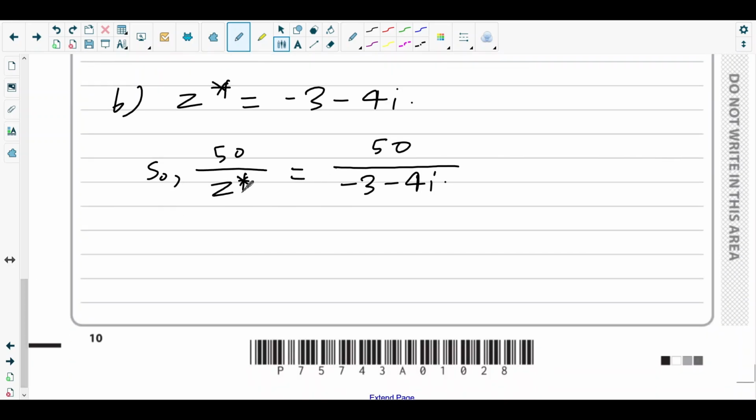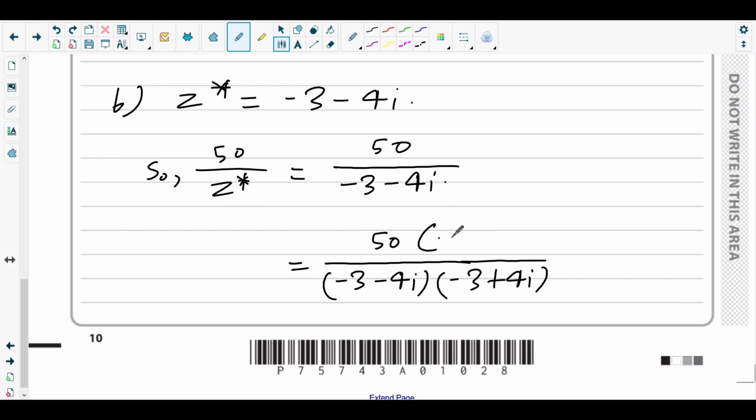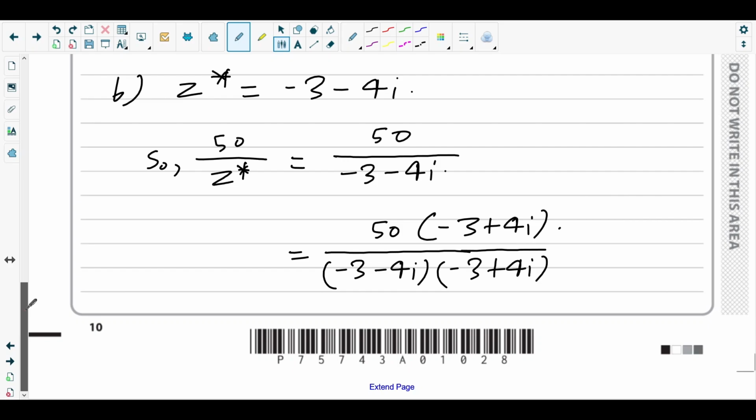Okay, now we have to simplify it. So to simplify this number 50 over z star, we have to multiply the denominator by its conjugate. Okay, so that i gets eliminated. So (-3 - 4i) times z, right? It is -3 + 4i. So the same goes for the numerator. We have to multiply the numerator by the same -3 + 4i. Okay, now we can see that in the denominator we can apply the formula for the difference of squares.